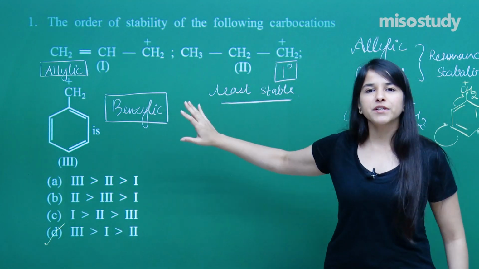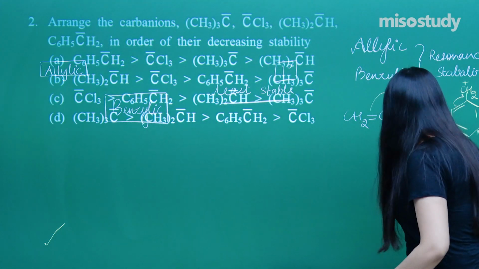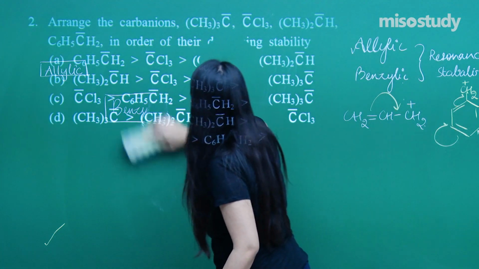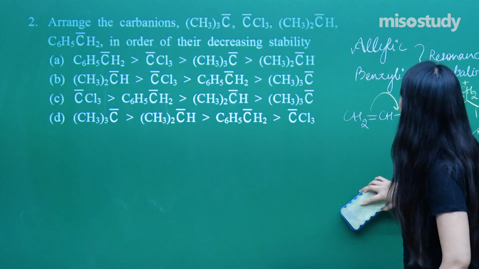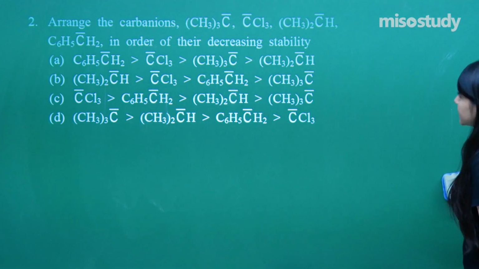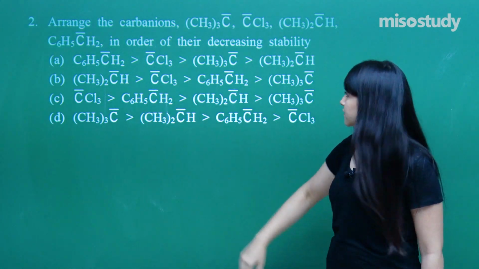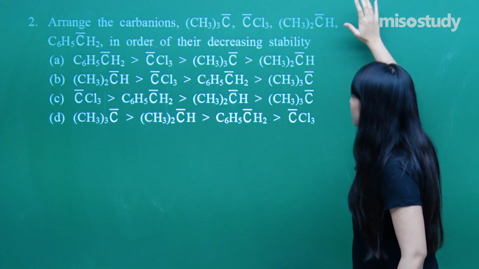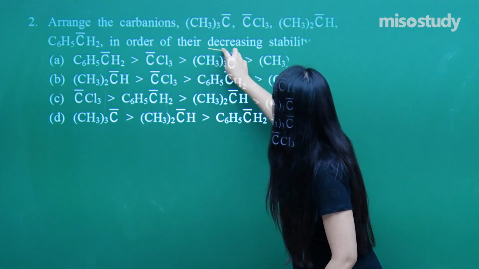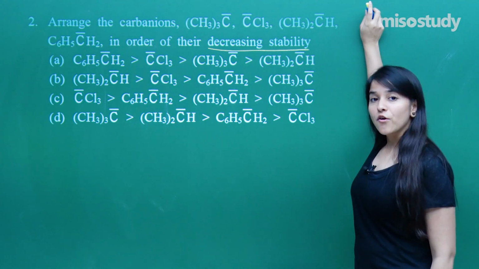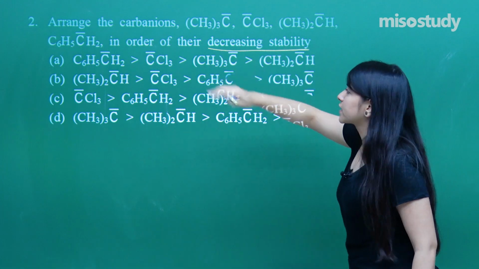I hope you are through with the question. Let's move on to the next one. What do I have over here? Let me rub this off. Again a stability kind of question. It says arrange the carbanions. I need the arrangement of their stability, and just focus on the question: the decreasing stability order. What all do we have? Let me expand the options which are given over here.